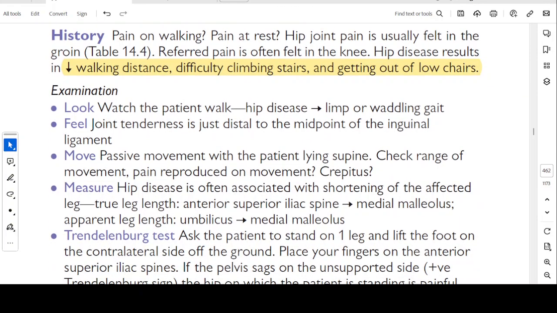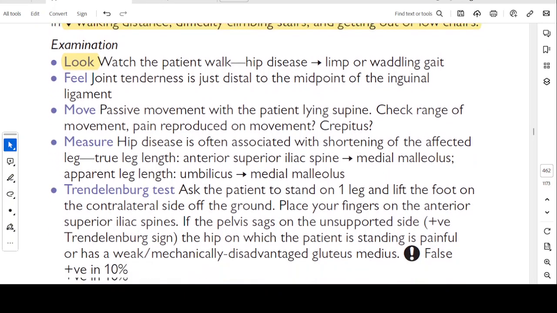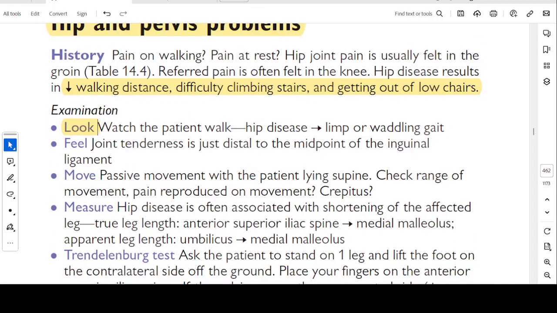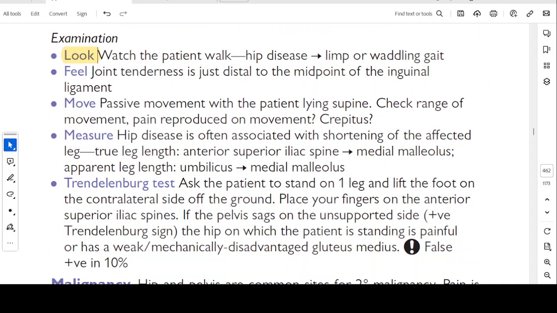Examination. Look. Watch the patient walk. Hip disease causes a limp or a waddling gait. So, in examination of a hip or pelvic problem, you have to look at the patient and watch the patient walk. If there is a hip disease, there will be a limp or a waddling gait. Feel. Feel for any joint tenderness distal to the midpoint of the inguinal ligament.